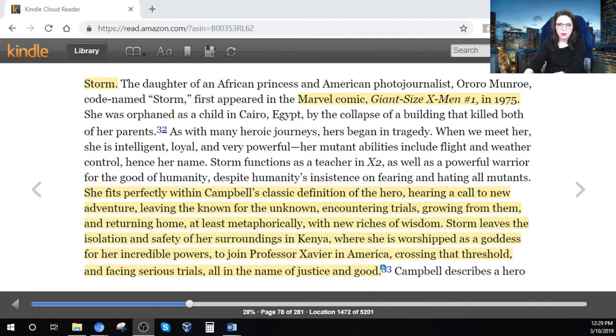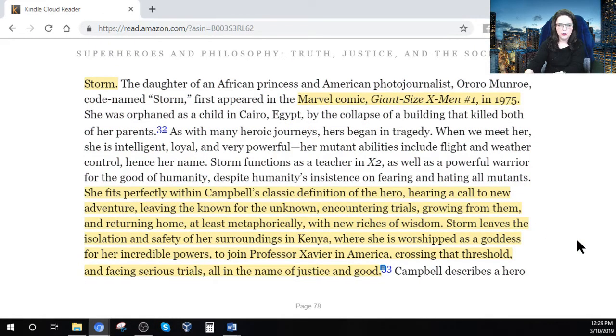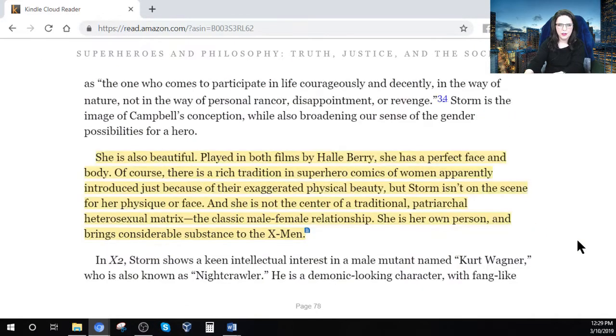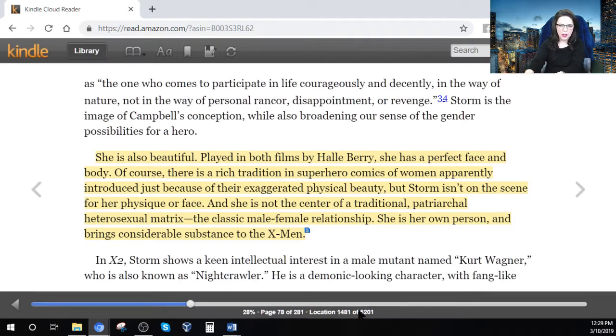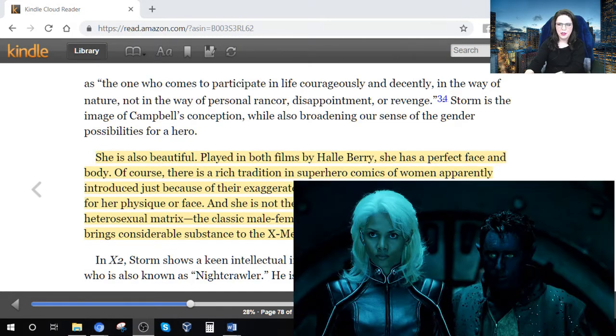So if you will turn the page to page 78. Oh, excuse me. Yes, we're still on page 78. Housel describes Storm, but she's describing the cinematic version. She says that Storm is played by Halle Berry. And for those of you that don't know, Halle Berry is a very beautiful woman. And here's her picture again.